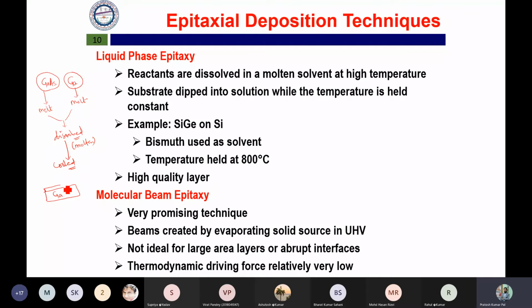So on gallium, another layer of gallium arsenide has been deposited. This is called liquid phase epitaxy. This liquid phase epitaxy process is basically not used for silicon.